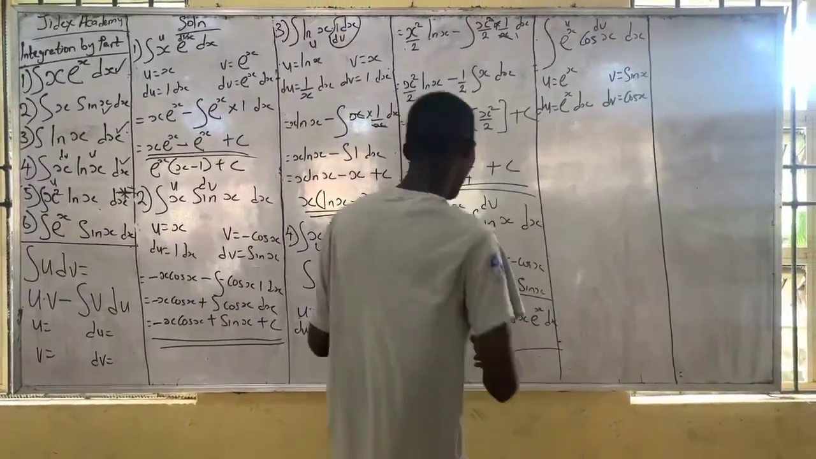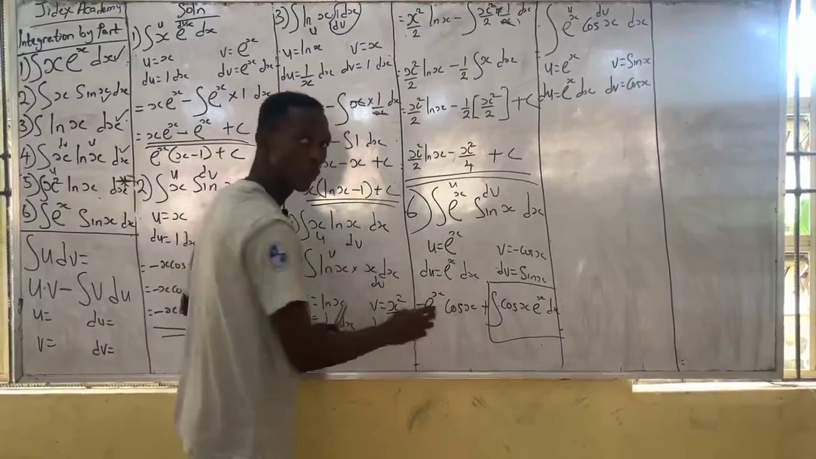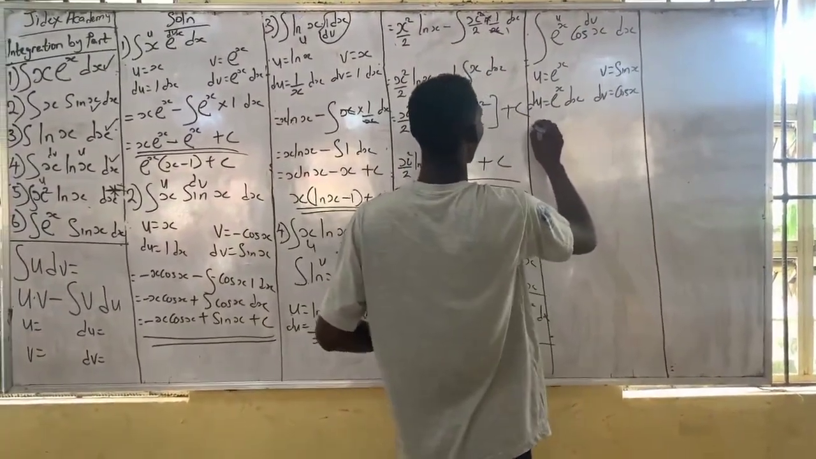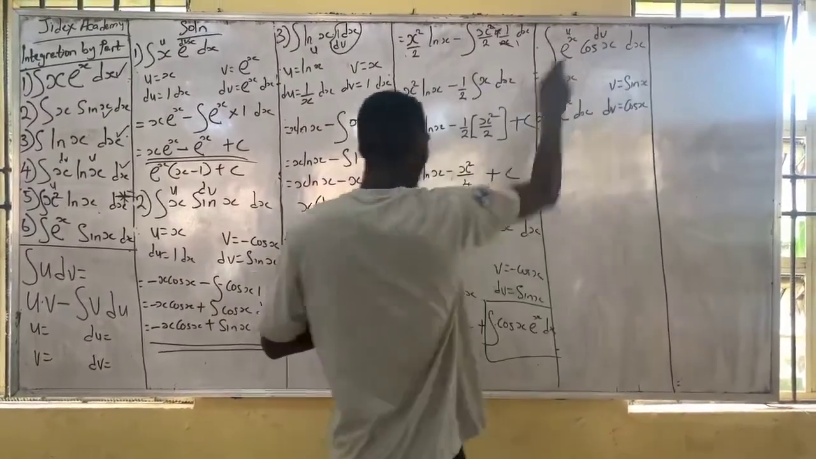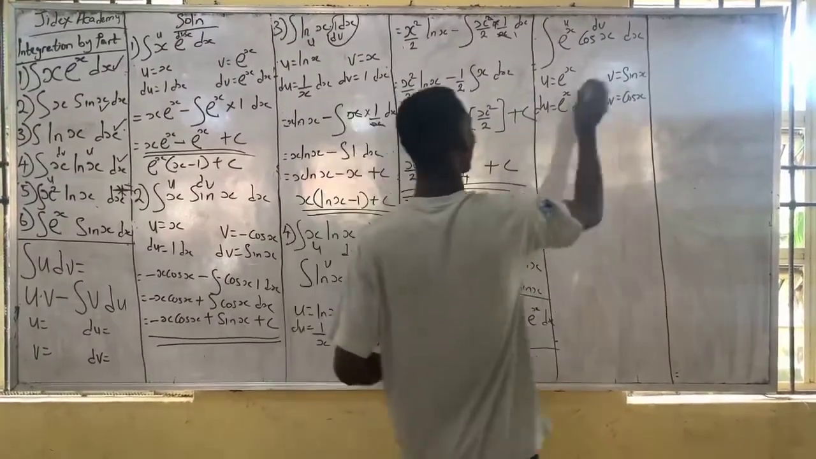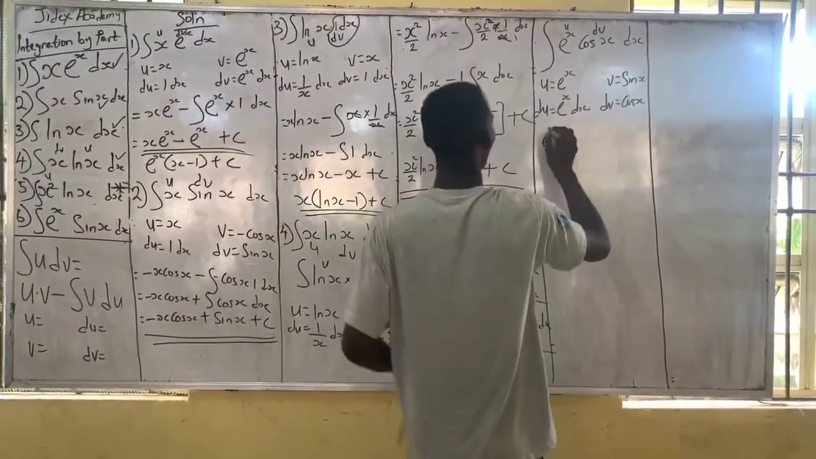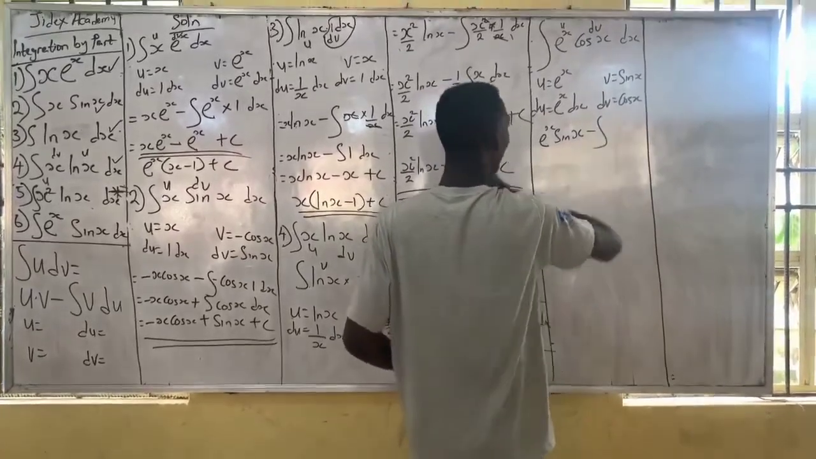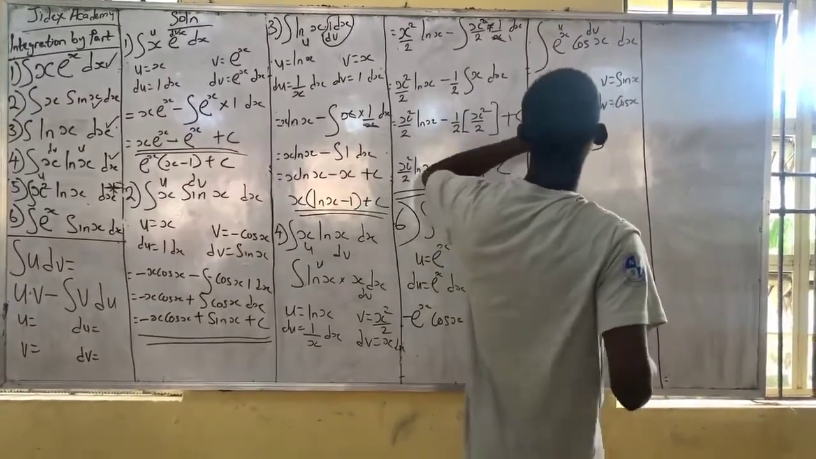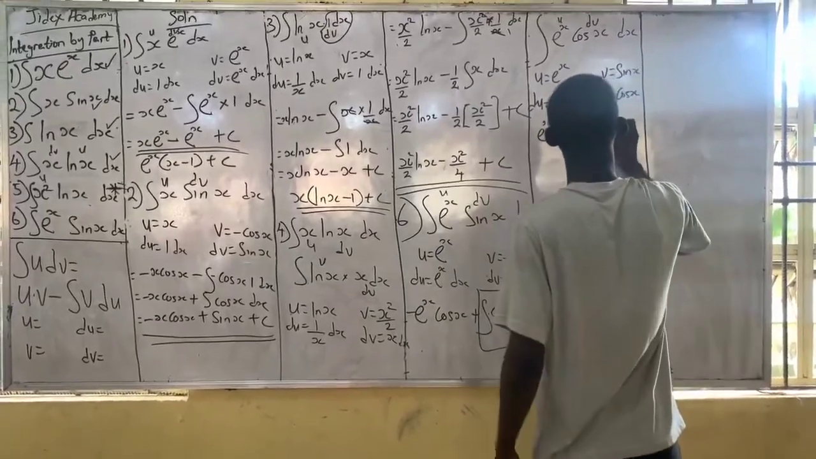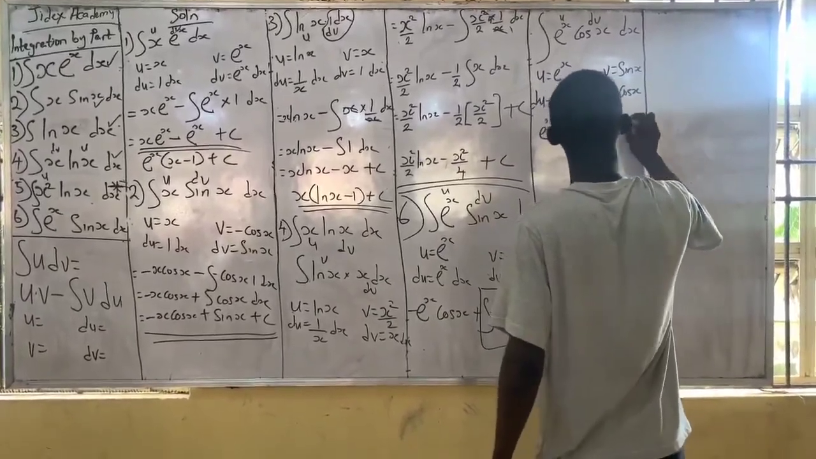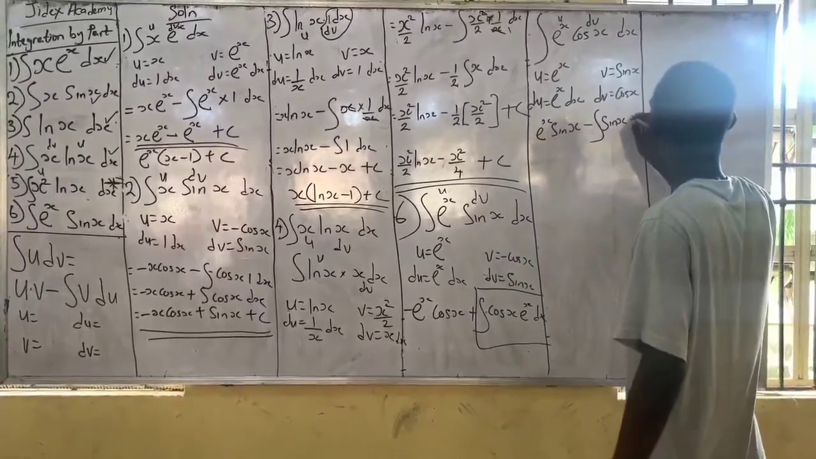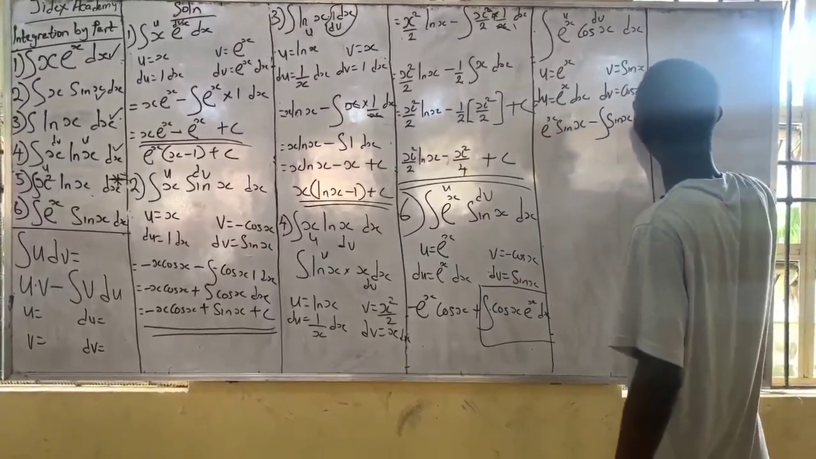Now, what do we do? Remember, this is still left untouched, right? Good. We can now say that the antiderivative of just this portion here is equal to u times v. That's e to the power of x sine x minus the integral of v, and that is sine x, times du. And du is e to the power of x dx.